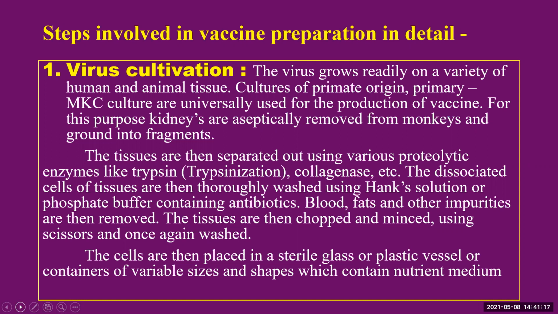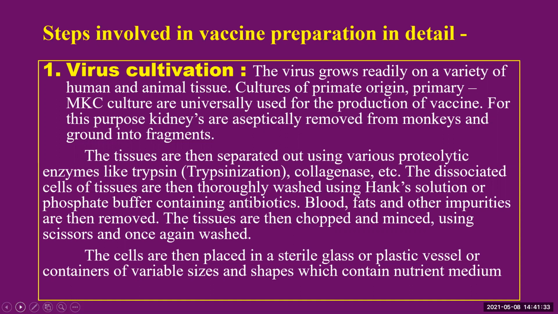For this purpose, kidneys are aseptically removed from monkeys and then ground into fragments. The tissues are separated out using various proteolytic enzymes like trypsin by a process called trypsinization, which we are going to discuss hereafter, collagenase enzyme, etc.